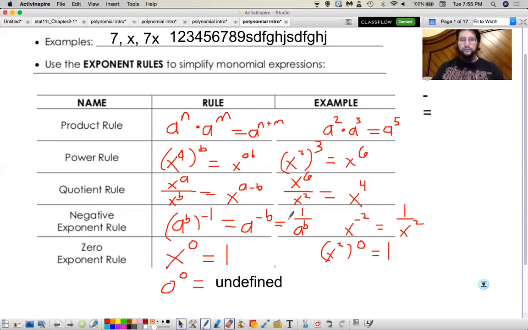These are the rules. You need to know your rules. You need to be able to apply your rules. You should already know your rules. We've gone over this before this year. All right, let's apply them.